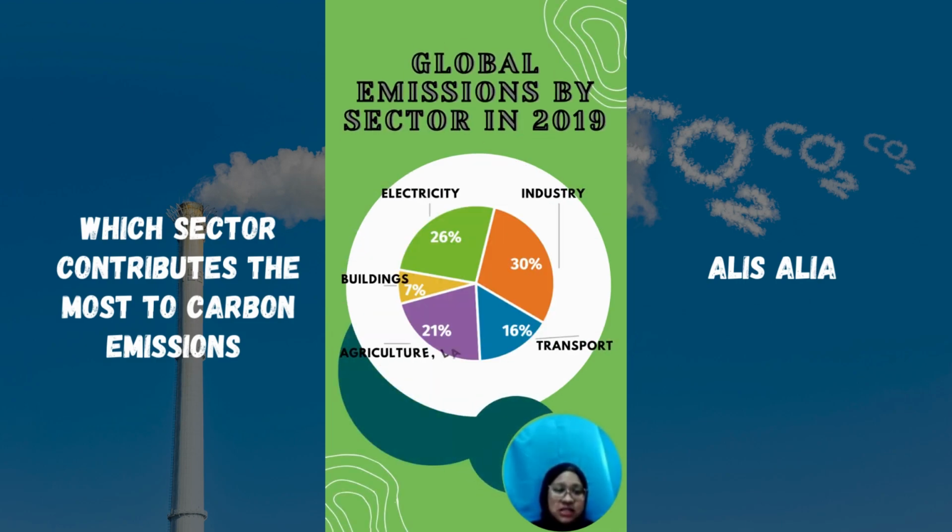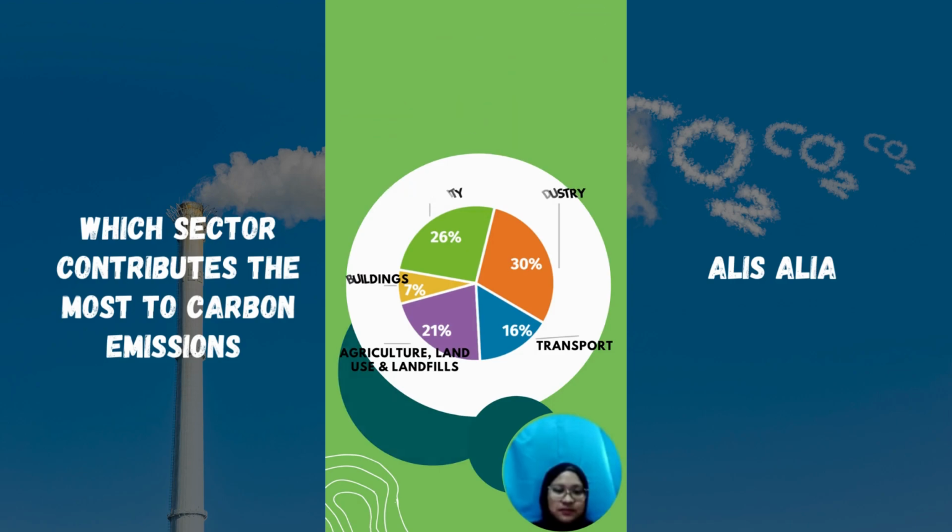However, the trends changed 3 years later, which is in 2019. Global emissions were most contributed by the industry sector, which is as much as 30%, followed by electricity 26%, agriculture, land use and landfills 21%, transport 16%, and buildings 7%.